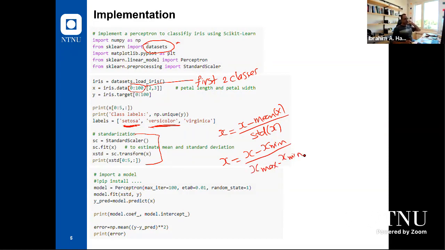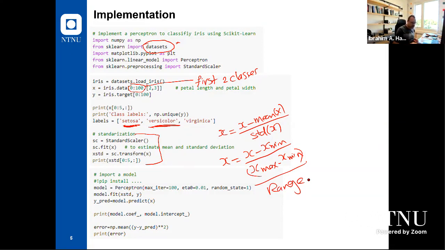So if you want to do standardization, you can just do it in one line: x minus x mean divided by the standard deviation of x. If you want to normalize, x will be x minus x minimum divided by the range of x. The range is simply the maximum value minus the minimum value. So now we can normalize or we can standardize.